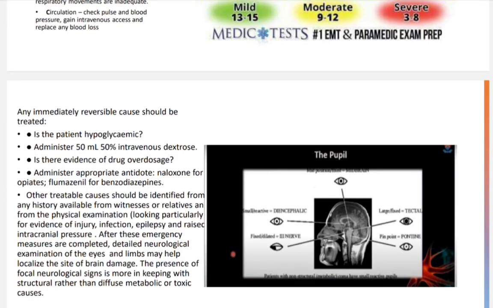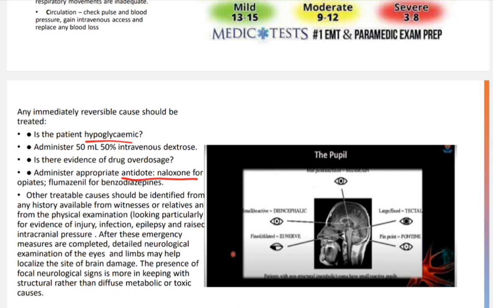After detecting the cause, we should treat the underlying cause. If there is hypoglycemia, give the patient dextrose. If there is an overdose, give an antidote: naloxone for opioids or flumazenil for benzodiazepines. For an alcoholic patient, give thiamine, and after that give dextrose.